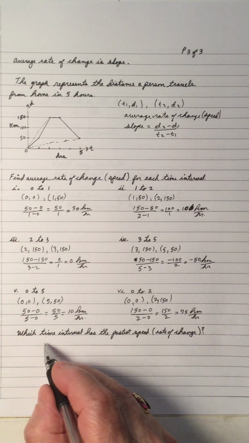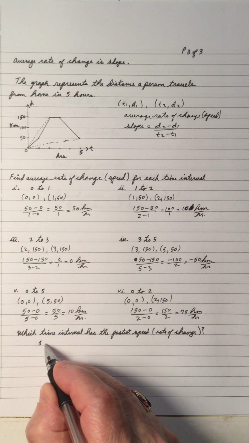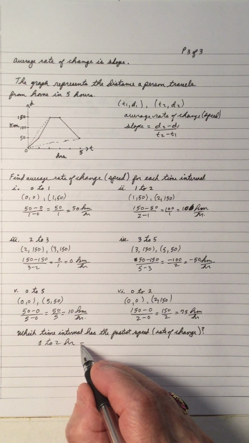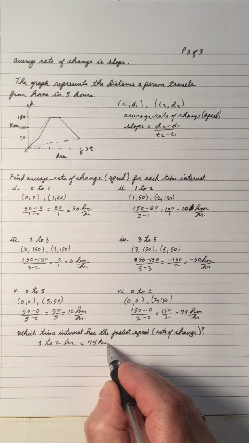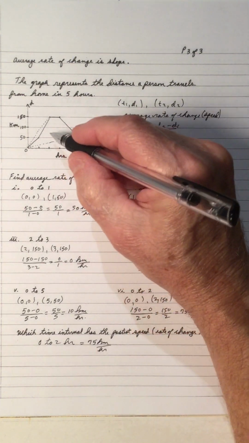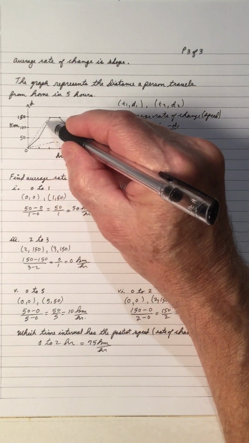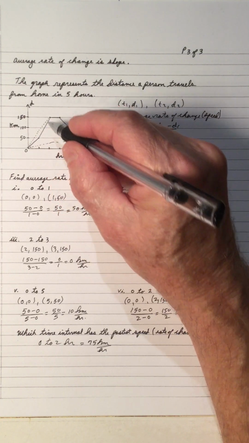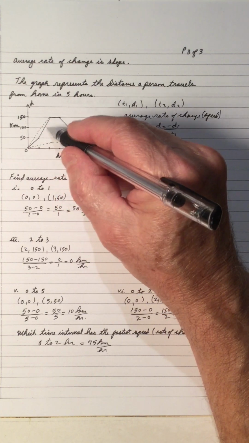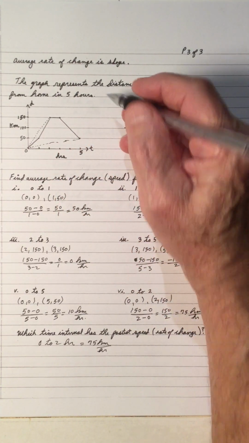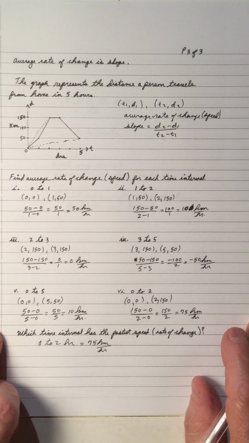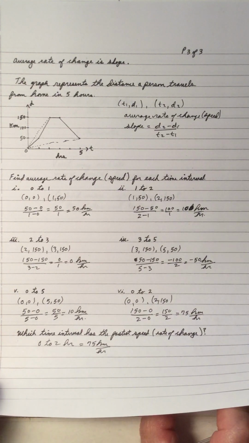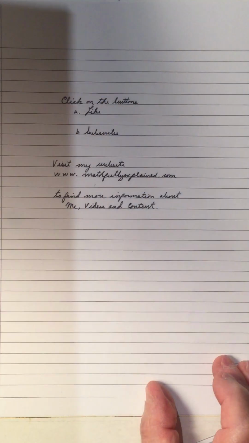And the answer is the time interval 0 to 2 is the fastest. 0 to 2 hours, because it was 75 kilometers an hour. And notice the slope. That's the steepest line. Up 150 over 2. Notice how steep the line is. There's no other line segment steeper than this one. So from 0 to 2 is the fastest speed, fastest rate of change. And again, the rate of change is done by one quantity divided by another quantity.